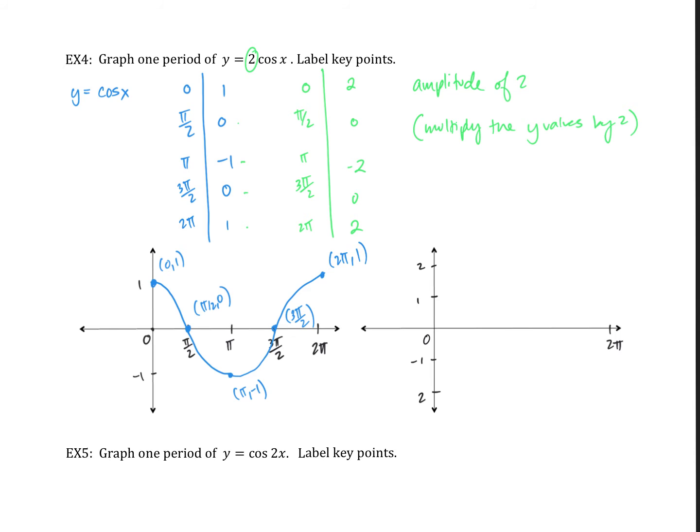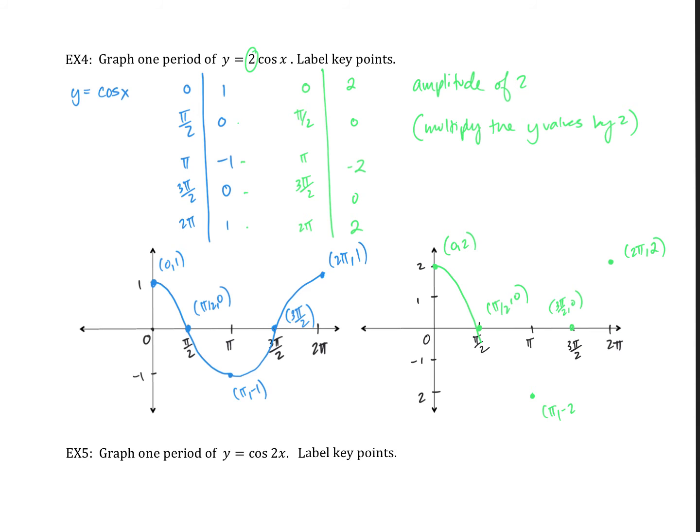I'll plot my points in the middle here. So we have pi over 2, and then 3 pi over 2. Now graphing. 0, 2. Okay, so 0, 2, 0, pi over 2. Then we go down to pi, -2. Then 3 pi over 2, 0. And lastly, 2 pi, 2. So many pi's, it's hard to say them all. Alrighty, so there we go.